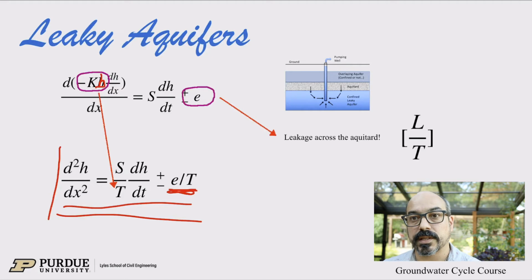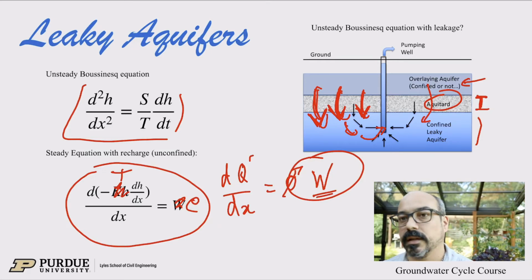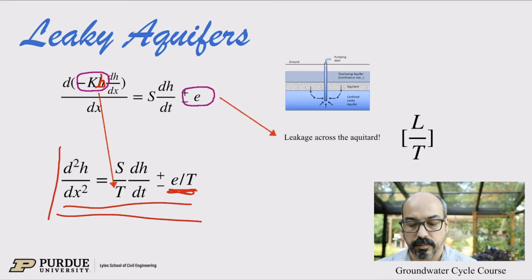Now the question is, what is E, or what are the units of E? Well, it's just the same as W. If you look here, we can just call this E. This is T here for the steady-state one. So E has the same units as W. If you remember, it's just the units of rain or the units of Darcy flux in this case. So the units are length per time.